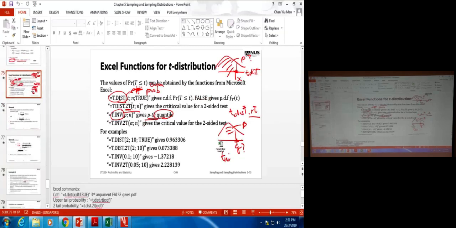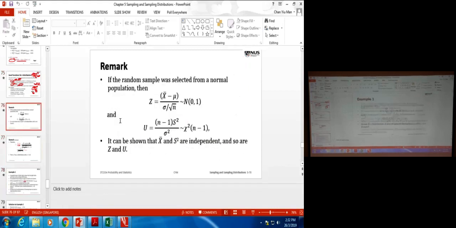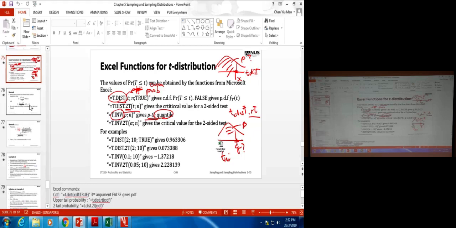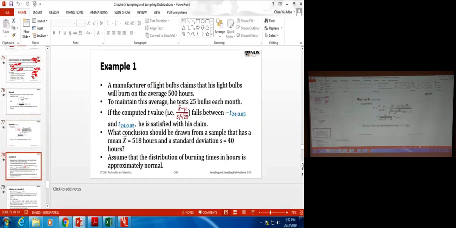So you can practice how to use Excel based on these commands. I don't think you will be asked how to use Excel, but this is for you to use to get your T value, the quantile, or the cumulative probability. All right. Okay, so let's look at some examples.